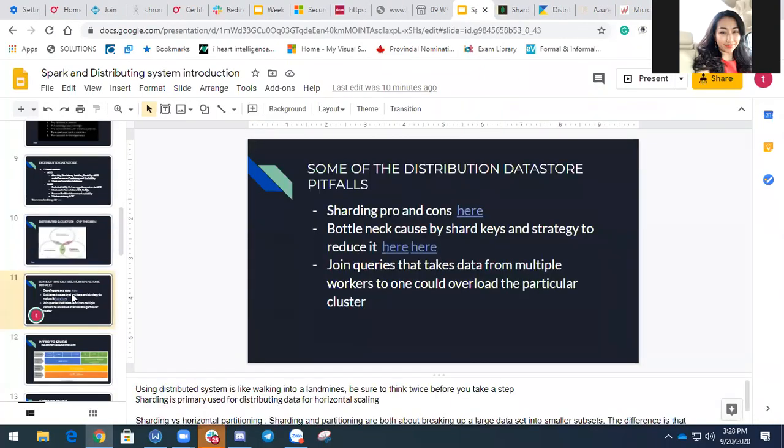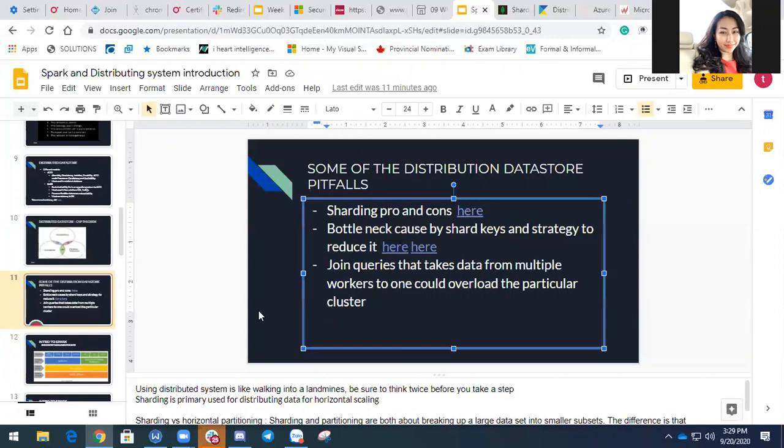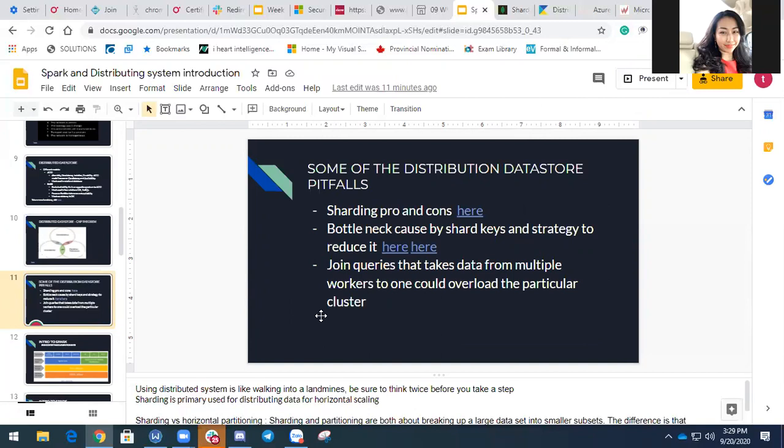Another issue that I experienced with data stores is join queries, and this is an issue that a lot of people from the data team have when they first work with distributed systems. So I'll tell you a story. When my company first implemented Spark, I was responsible for translating some of the legacy scripts from Python to PySpark. I didn't know much about how the distributed system worked underneath back then.